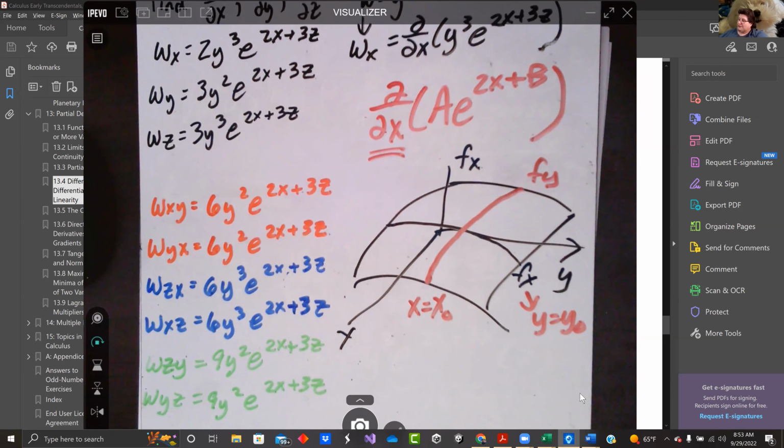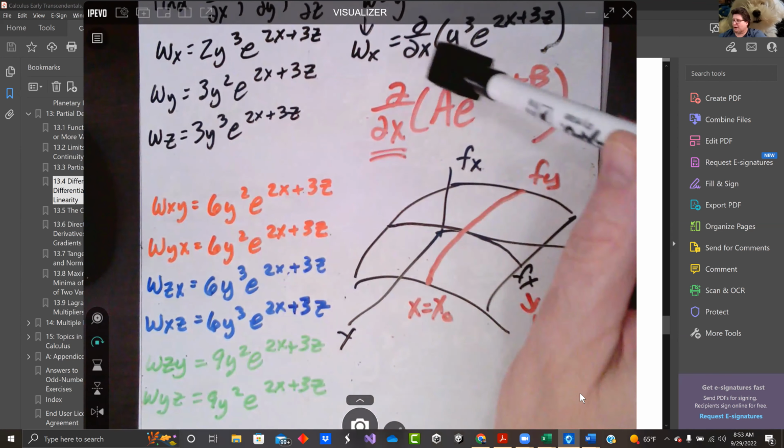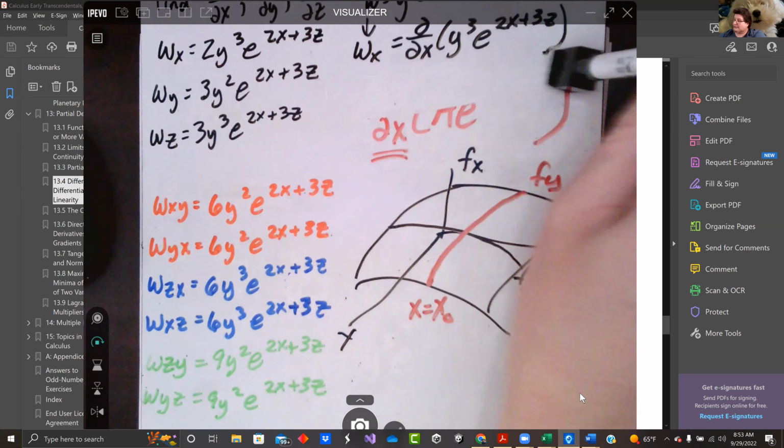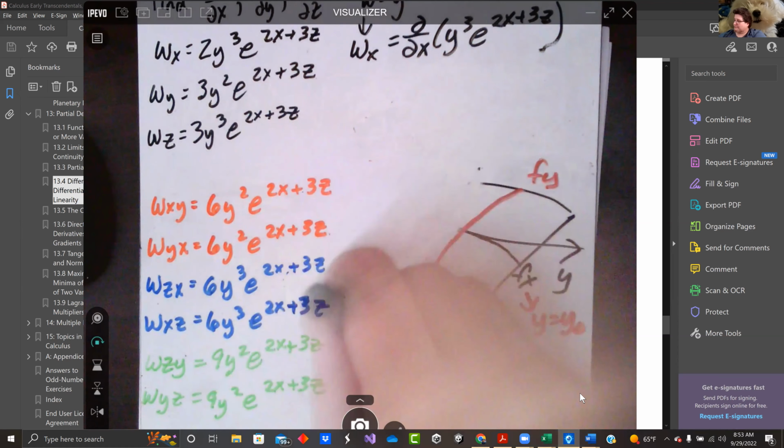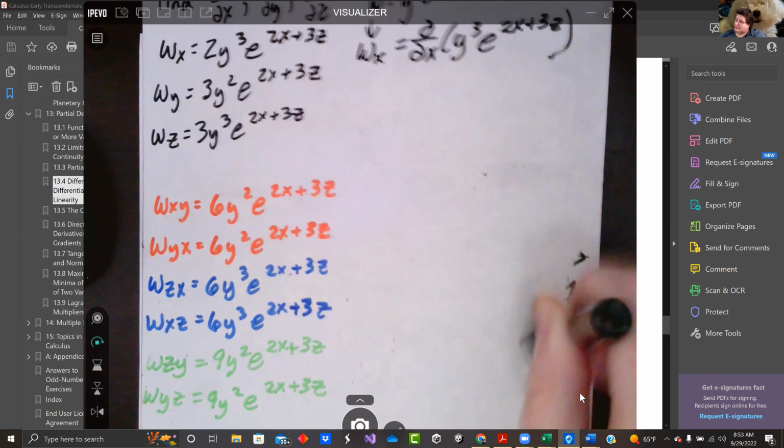All right. So hopefully that clears that stuff up. When you're taking the derivative with respect to a variable, all the other variables are constants. And that was a geometric representation with the pretty picture.